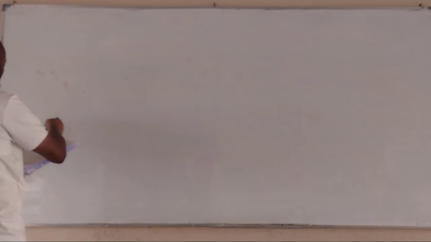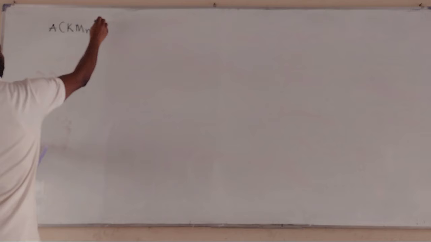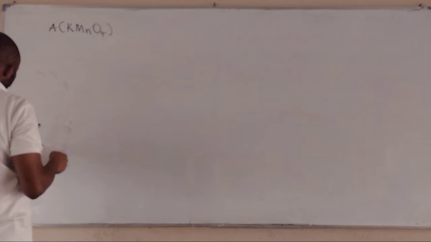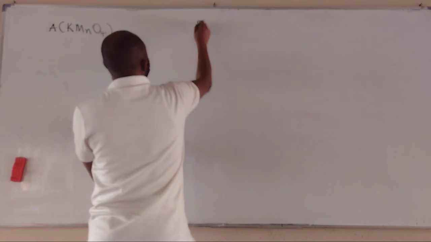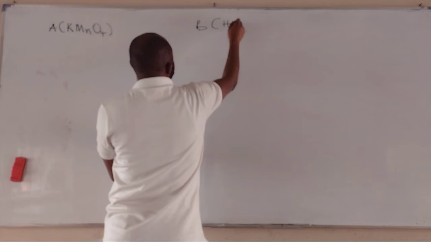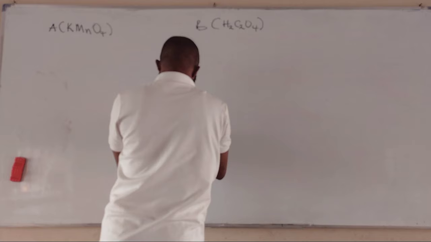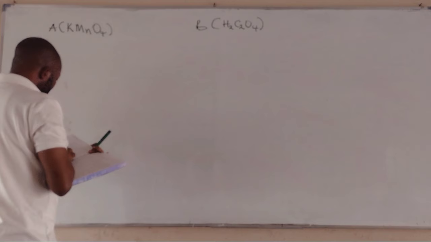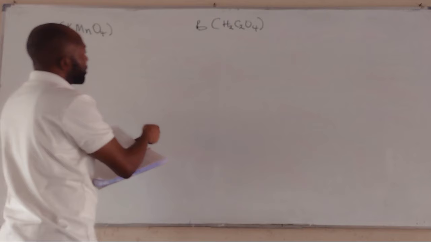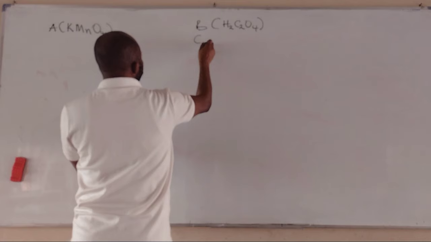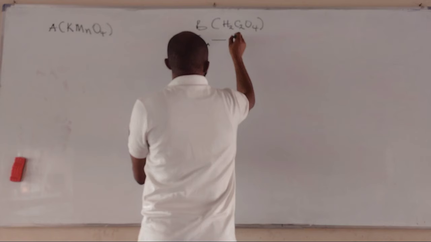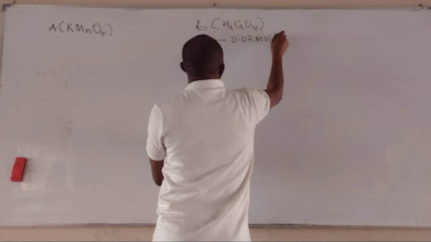So A is a solution of KMnO4. B is ethanedioic acid, H2C2O4. Now, B is 0.02 mole per dm cube. Concentration of the reducing agent is 0.02 mole per dm cube. So these are the given parameters.